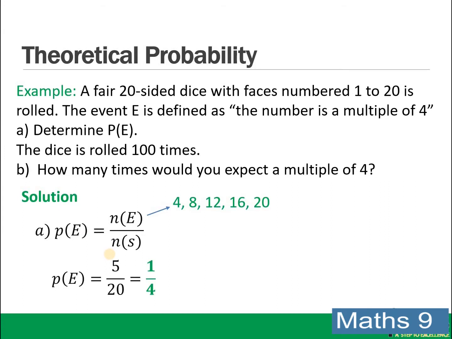For B, we know that a multiple of 4 occurs a quarter of the time. So out of 100 times, we expect it to be a multiple of 4 a quarter of 100 times, and a quarter times 100 is 25.